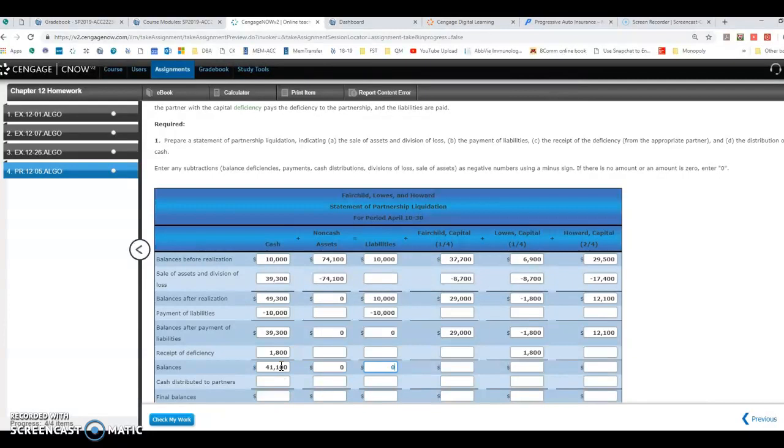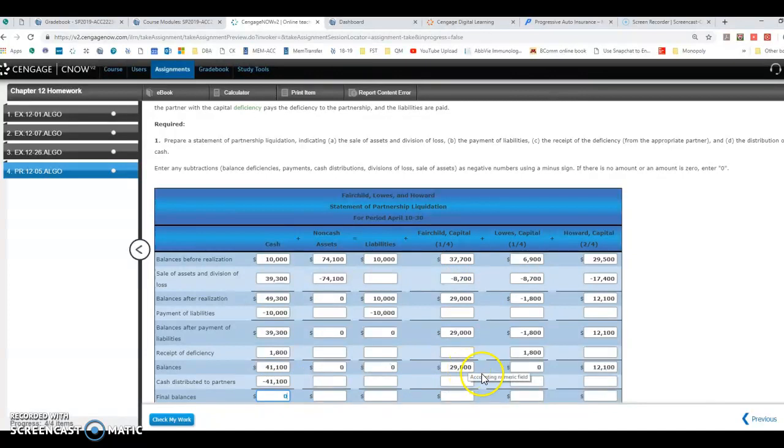Okay, non-cash is still 0. Liabilities are 0. This did not change. This is now a 0 balance. It was negative $1,800 and they brought $1,800. This did not change. So now we're going to distribute the cash to the partners. That means we are giving away or allocating all of this cash amount, which is going to bring it down to 0 when we're done. But we have to take this $41,100 and divide it up.